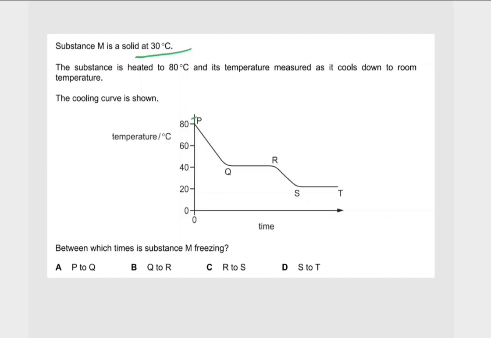Between which times is substance M freezing, right? It's a solid at 30, so it must be above 30. So this has to be the times where the substance M is freezing. So Q to R.